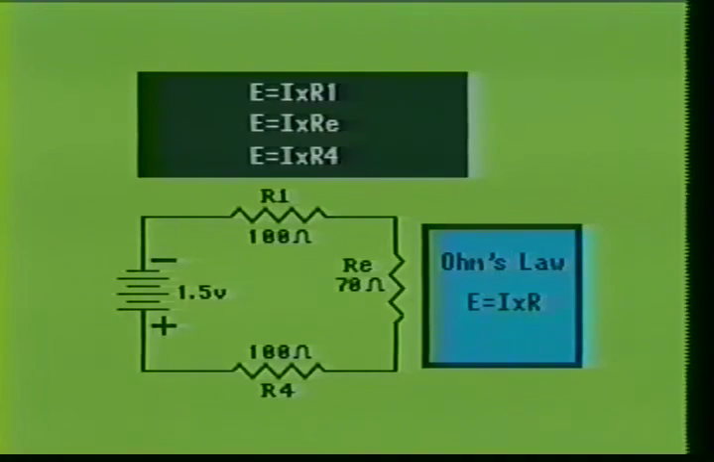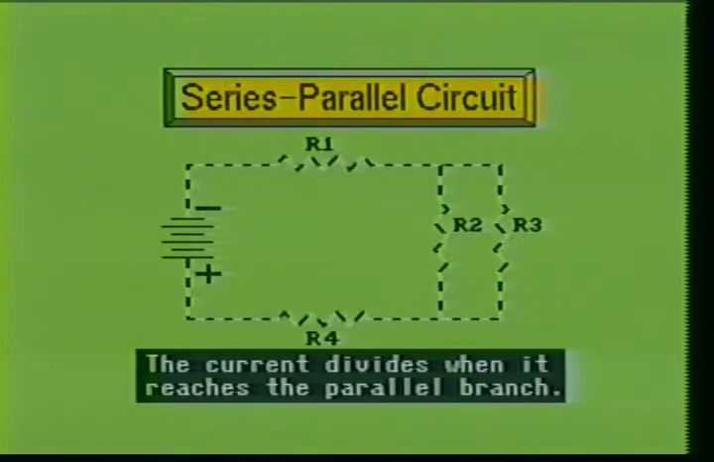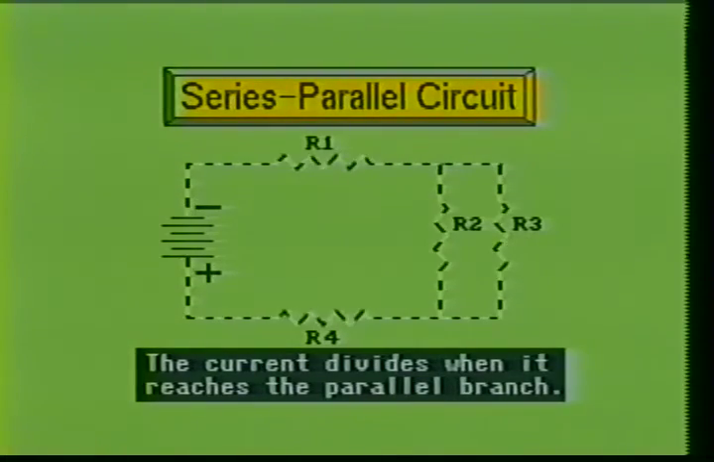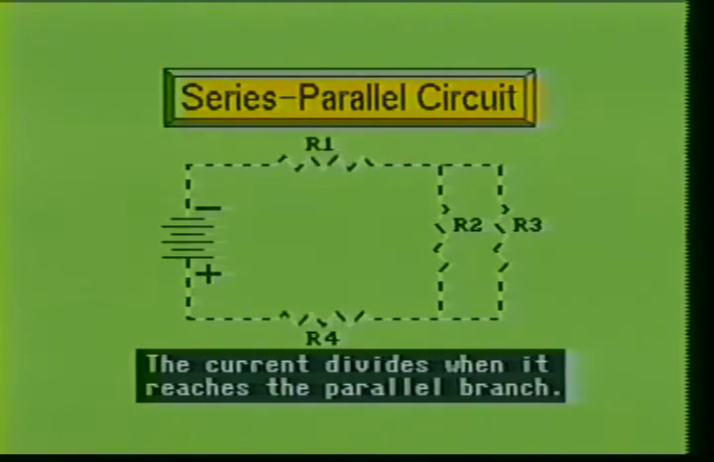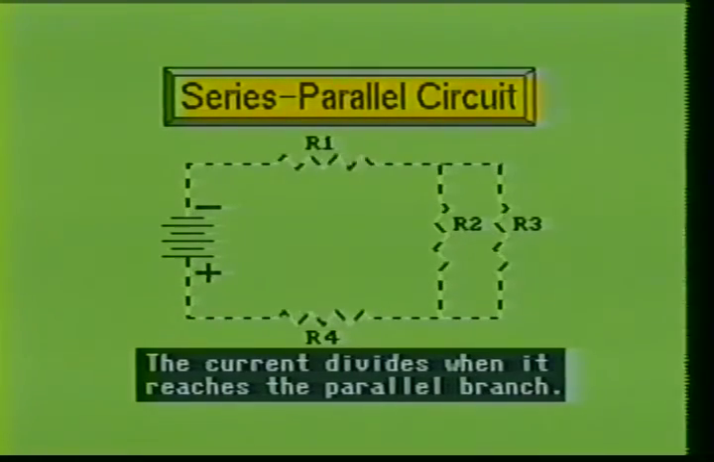As you will recall, the current divides when it reaches a parallel branch. Therefore, to determine the amount of current flowing through each branch of the parallel network, you must use Ohm's law, I equal E over R. The voltage value would be the voltage drop which was determined using the equivalent resistance value. The resistance value will be the actual resistor in the parallel branch.